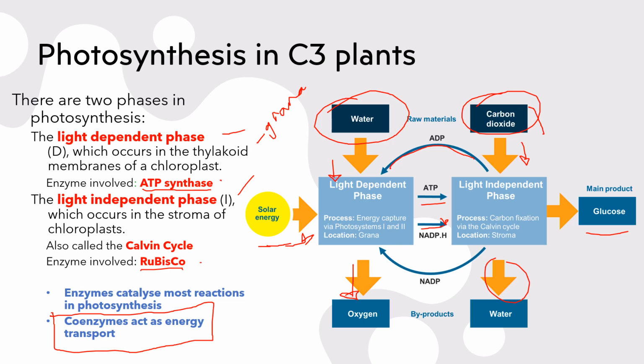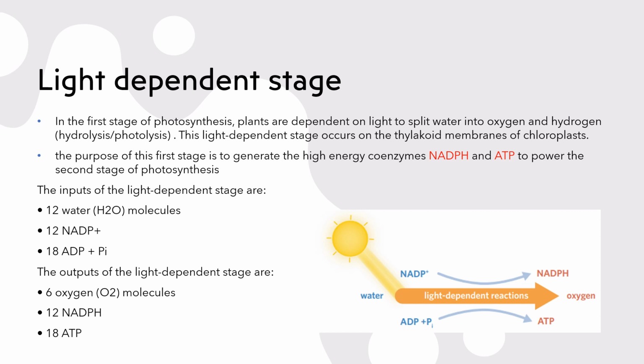So let's dive a little bit deeper, because this is a very simplistic view. Let's go to the light-dependent stage. This is where we need light. This is where sunlight is really important. In the first stage of photosynthesis, plants depend on light to split water. This was our first input, so this is where that input comes into play.